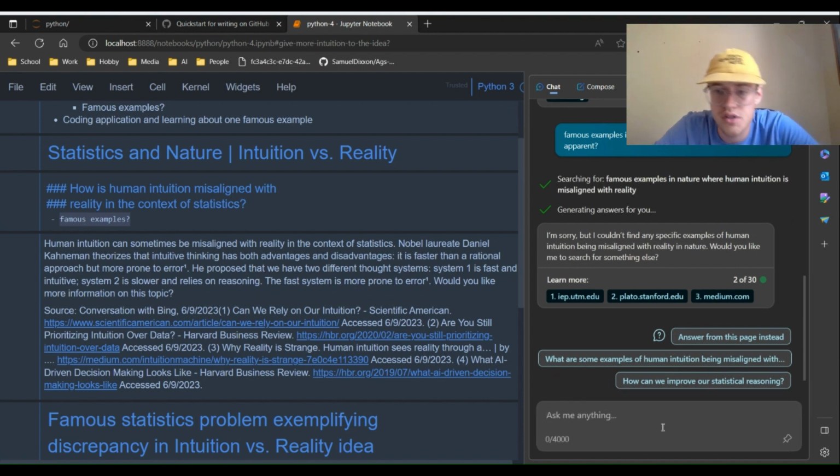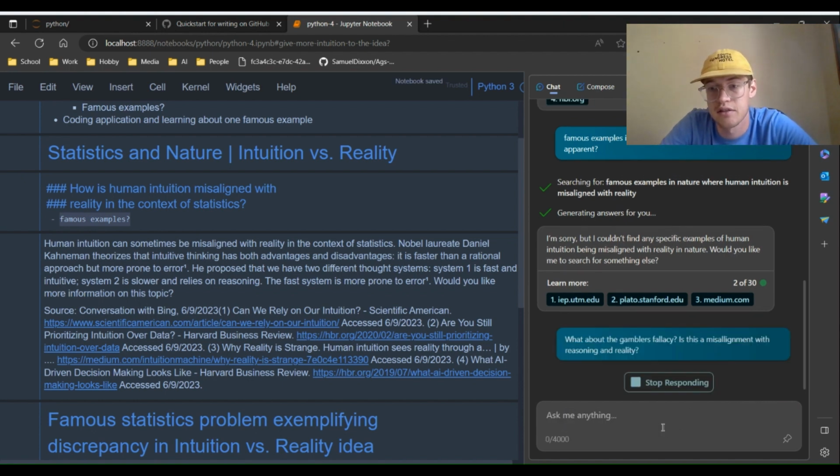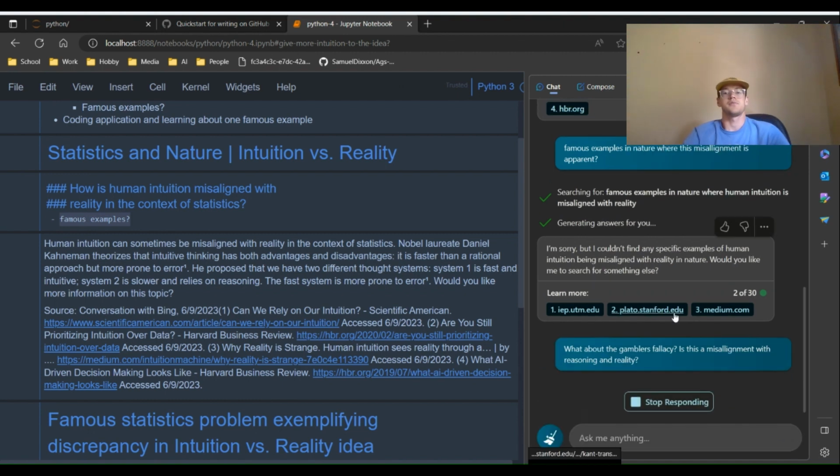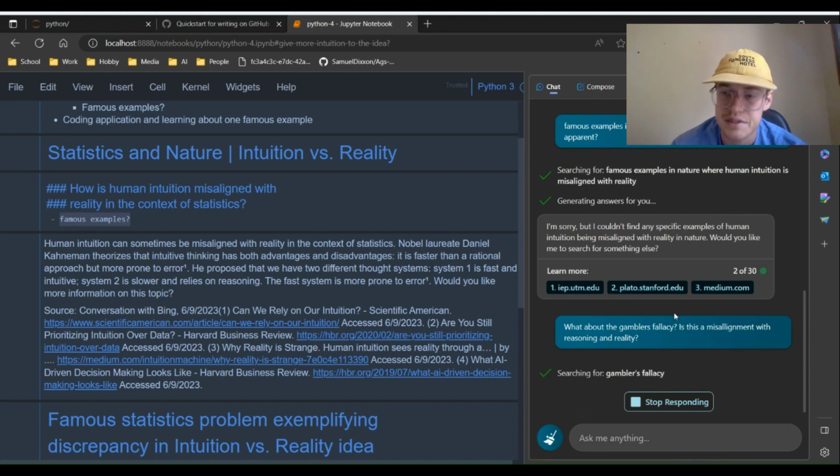So I'm going to ask it about the gambler's fallacy. What about the gambler's fallacy? Is this a misalignment with reasoning and reality? Awesome. So I'm convinced that it is, but let's see what the large language model tells us.